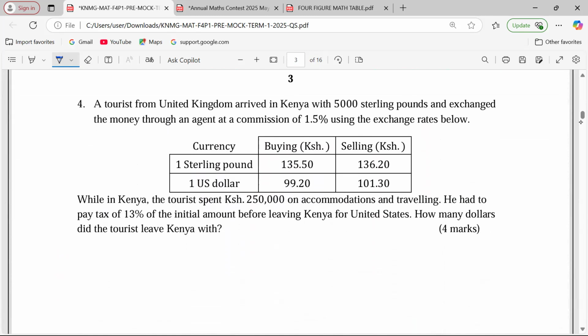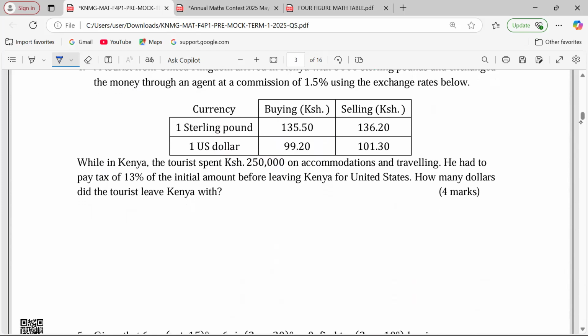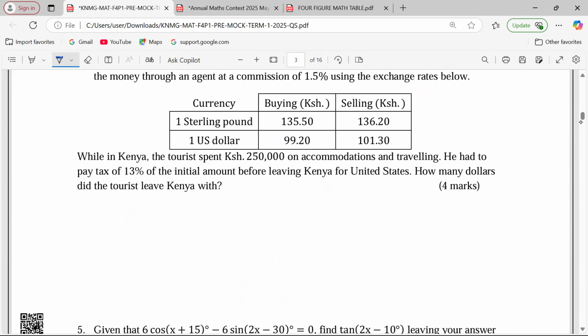Now we got a number 4 here, which is a question on commercial exchange rates. A tourist from the UK arrived in Kenya with 5,000 sterling pounds and exchanged the money through an agent at a commission of 1.5% using the exchange rates below. So we have the exchange rates shown in a table there. While in Kenya, the tourist spent 250,000 Kenya shillings on accommodation and traveling. He had to pay tax of 13% of the initial amount of money before leaving Kenya for the United States. How many dollars did the tourist leave Kenya with?